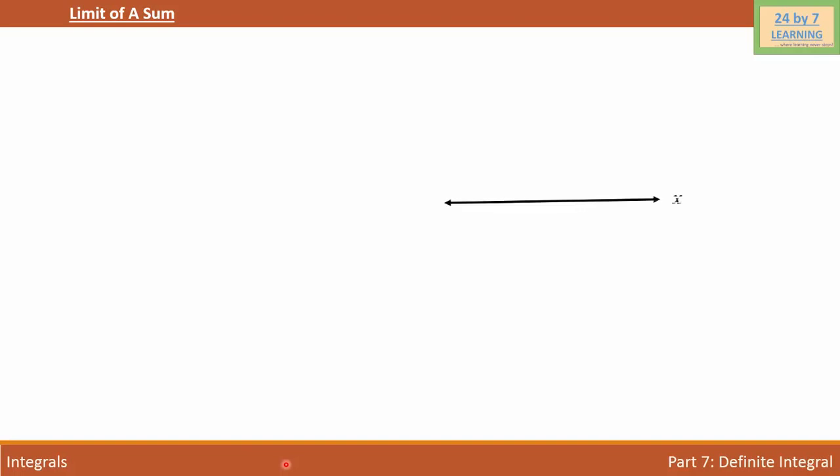So this is my x-axis and this is my y-axis, and I'm going to graph my function, which is a curve. So this is my function f(x). What I'm going to do is consider a point A, which is here, and point B, which is over here. The function is defined between these 2 points A and B.